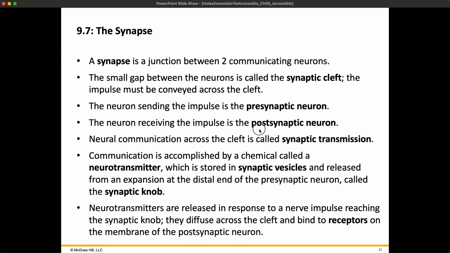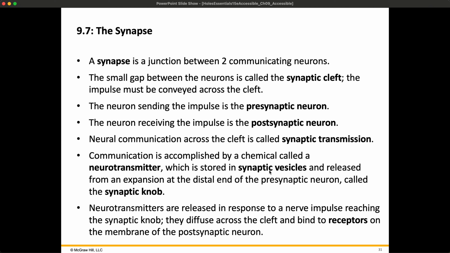You have pre- and postsynaptic neurons. Presynaptic is sending, postsynaptic is receiving the signal. They call that synaptic transmission, if you want to add that into your vocabulary. Communication, like I said, uses a neurotransmitter. Between the two electrical structures, you have those chemical gated sodium channels. They're going to be activated or deactivated by neurotransmitters.